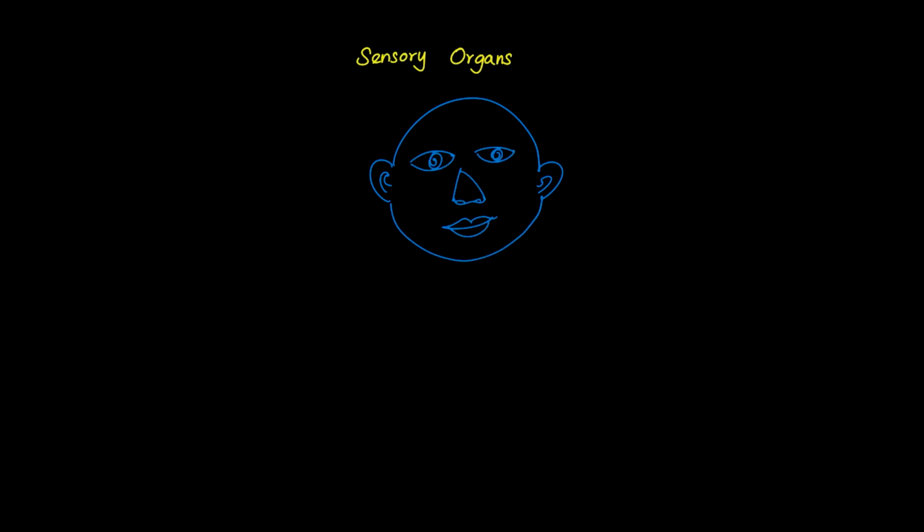Which organs have specialized cells that detect light, sound and other environmental stimuli? The answer is eyes, ears, nose and mouth. These are your sensory organs.